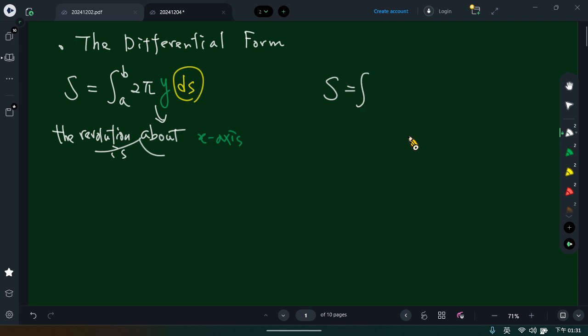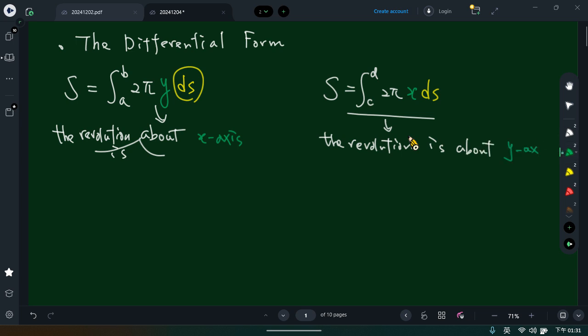Similarly, if the revolution is about y-axis, the answer will be like this one, but here is still ds. So this case is for the revolution about y-axis. But you can notice why here is ds. Please, you can try to use this one.